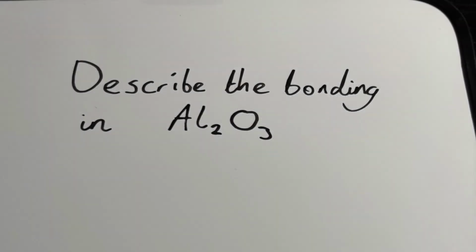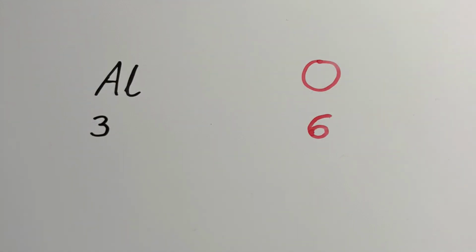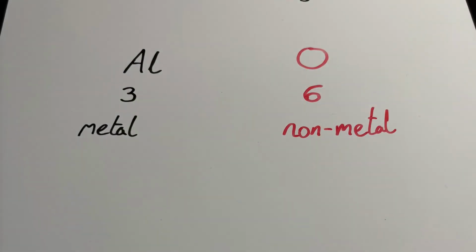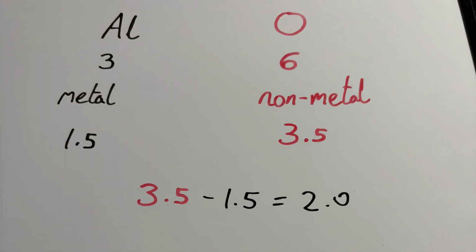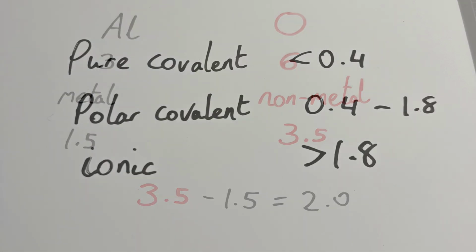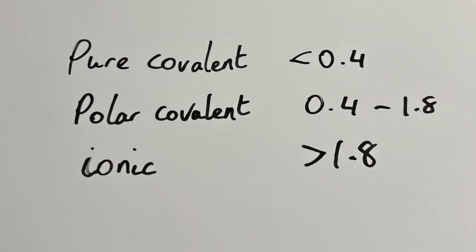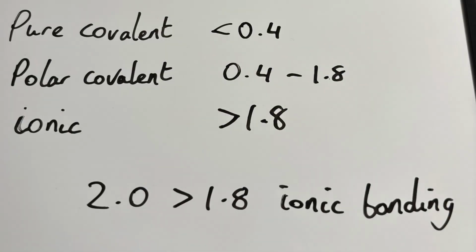So our first question is to describe the bonding in aluminium oxide. First we've got to look at the valence electrons. Aluminium's in group 3, so it has 3, oxygen's in group 6, so it has 6. Aluminium is a metal, whereas oxygen is a non-metal, so this is giving us a hint that it's going to be ionic bonding, but we're going to check. So we've got the electronegativity values here, and we're going to compare them to the table, which shows us which kind of bonding takes place. And as you can see, the difference between the two is greater than 1.8, so it's definitely ionic bonding.